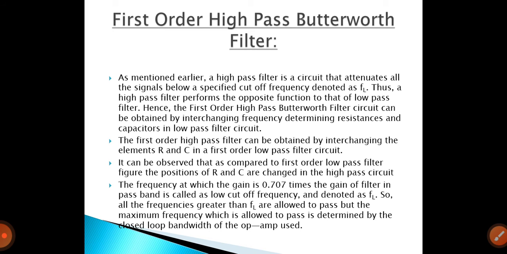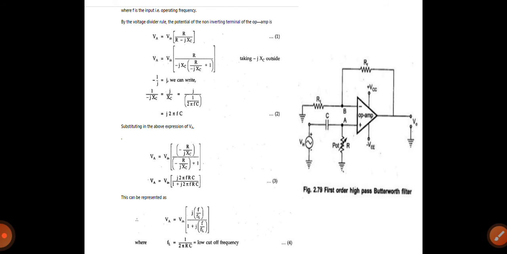The frequency at which the gain is 0.707 times the gain of the filter in the pass band is called the low cutoff frequency and denoted as FL. So all the frequencies greater than FL are allowed to pass, but the maximum frequency allowed to pass is determined by the closed loop bandwidth of the op-amp used. Here in the lower frequency, there is no stop band. In the higher frequency, the signals pass in this circuit. It is like a normal high pass filter, maintaining the same.